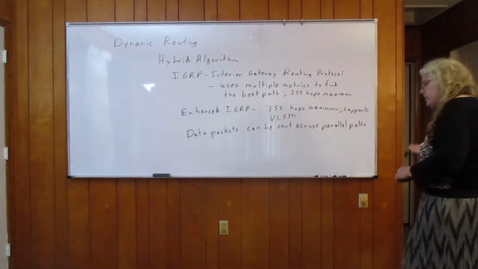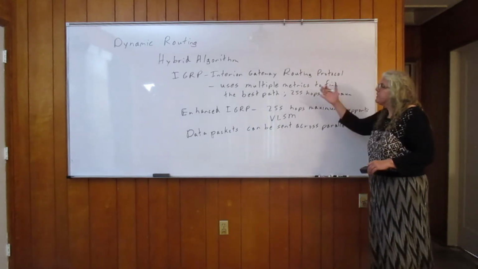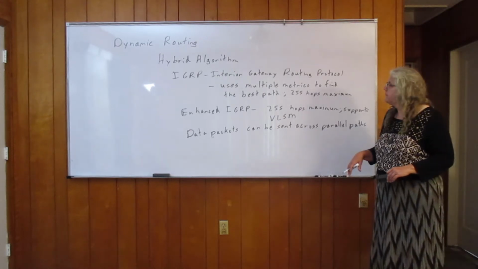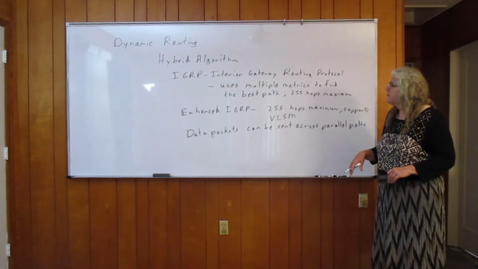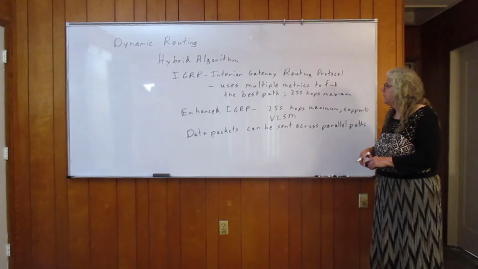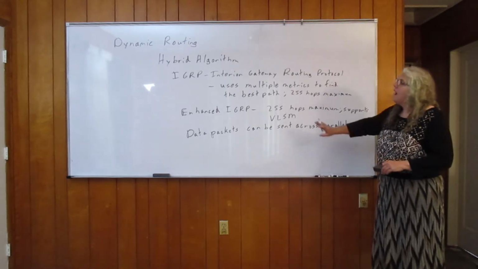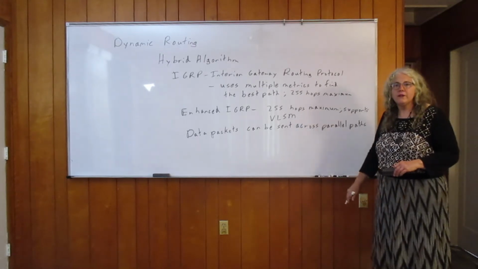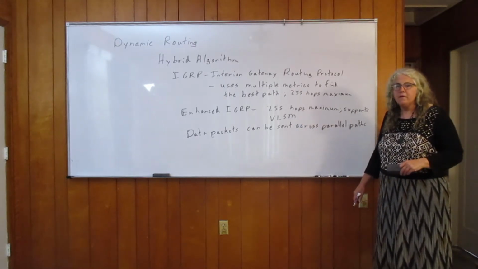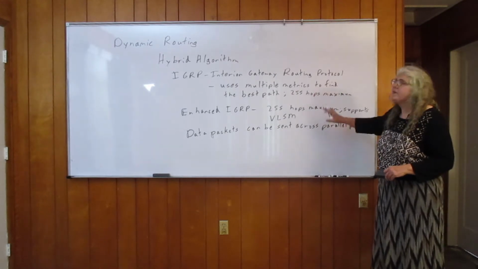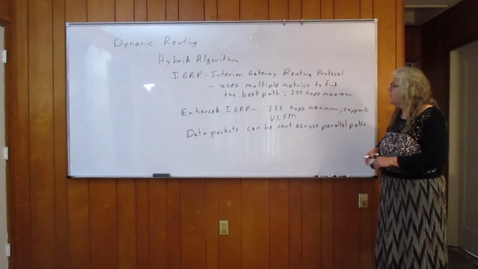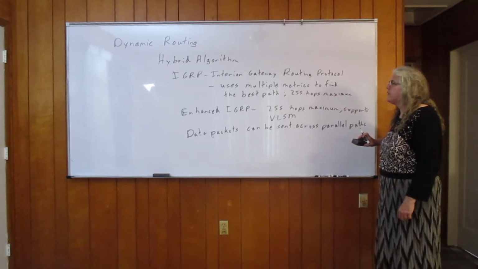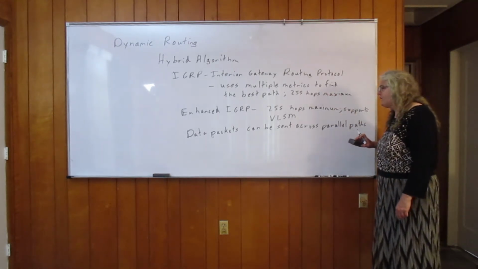Now, similar to Open Shortest Path First, it actually determines the topology based upon advertisements from its neighbors. Now, IGRP and Enhanced IGRP, these are proprietary algorithms that are owned by Cisco. You would see them used within an autonomous system. Now, let's take a look at the metric that's used to determine the best path for IGRP.